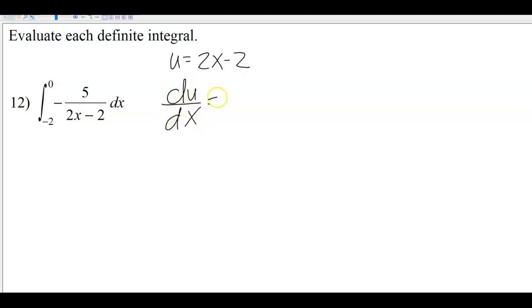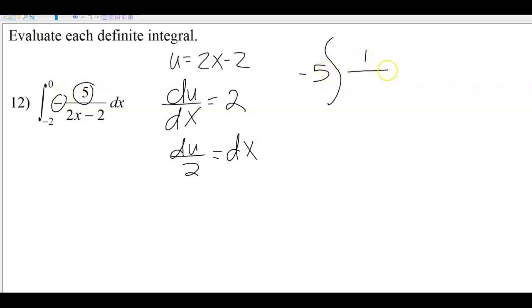Take the derivative of that. Get the dx by itself. Go ahead and do our u substitution. I'm going to take that 5. Matter of fact, I'm going to take the negative 5 and I'm going to move that out to the front. I'm going to replace the denominator with u, and I'm going to replace the dx with du over 2.